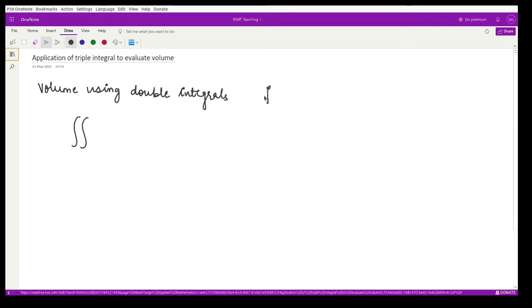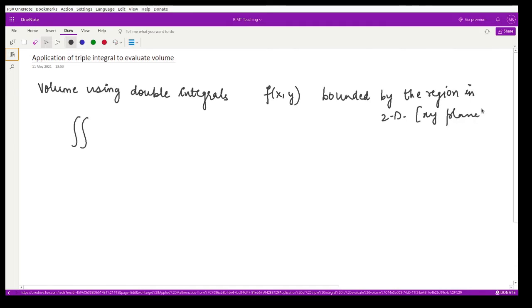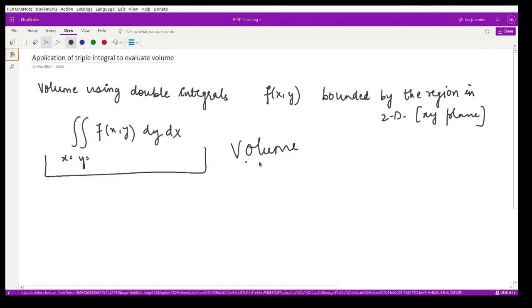Suppose you are given this function f of x, y, bounded by the region in two dimensions. So that means in the x and y plane, right? In that case, you will write the limits of x, the limits of y, and then your function f of x, y, dy dx. So this represents the volume. So using a double integral, you have this function and the limits, then this is the volume.